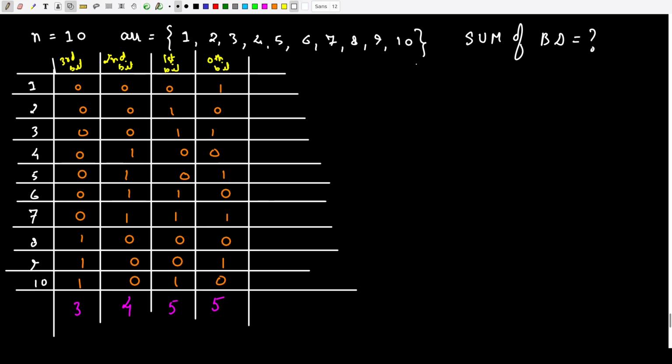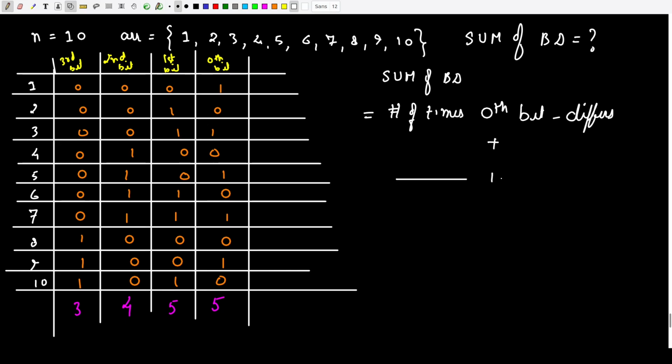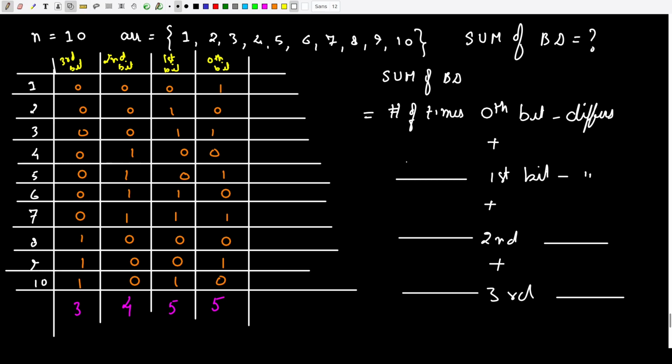we know that the sum of bit differences is equal to the number of times the 0th bit differs plus the number of times the first bit differs. And since here we are operating on 3 bits, plus the number of times the second bit differs plus the number of times the third bit differs. Okay, so now let us compute each of these values. How many times does the 0th bit differ? With this information, let us compute it.